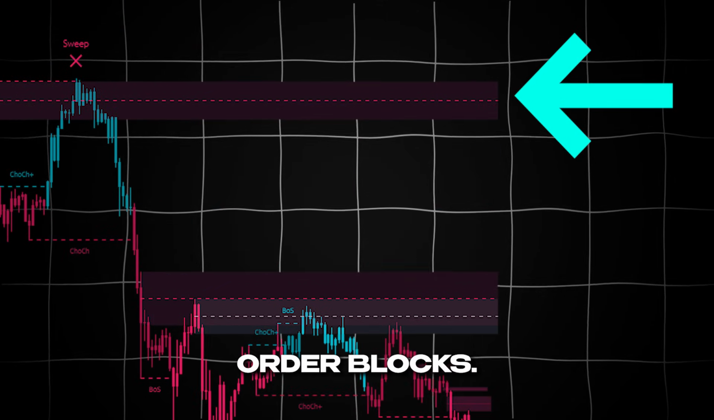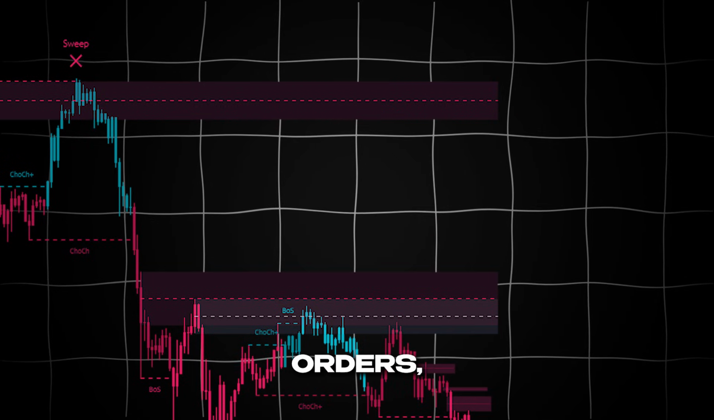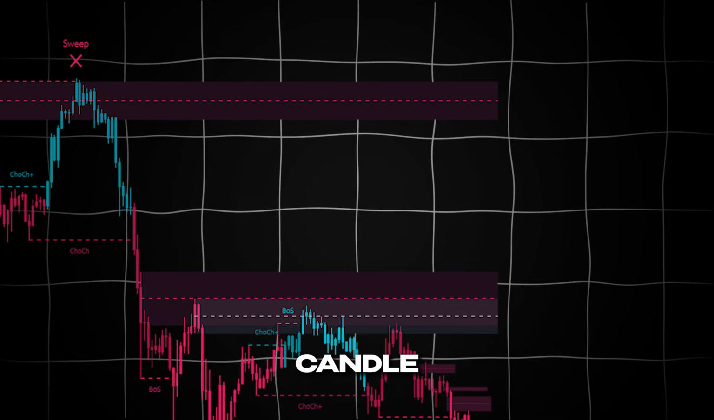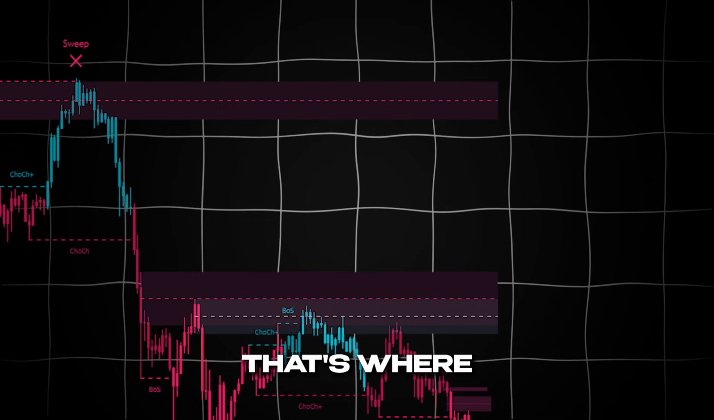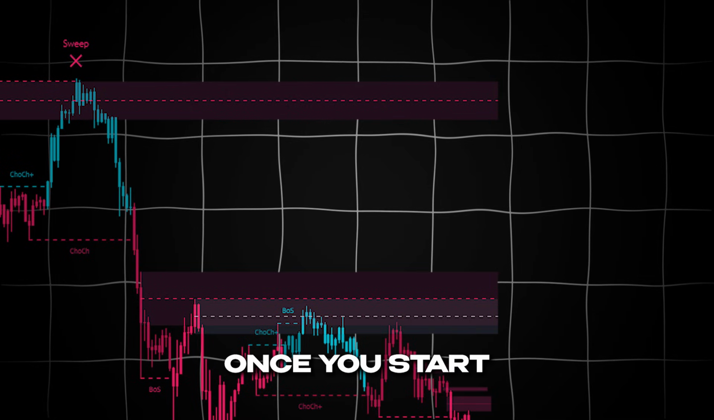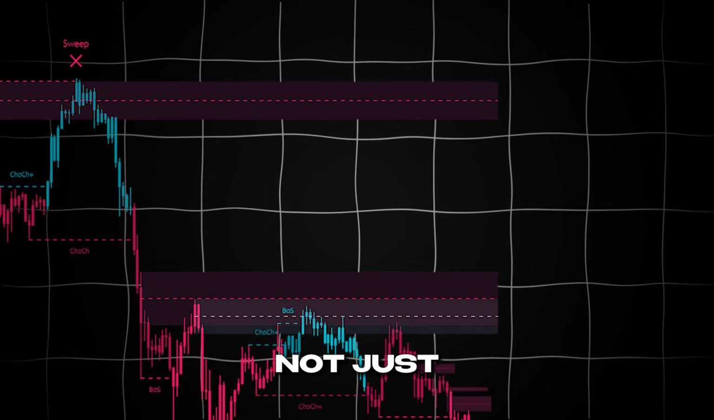And finally, order blocks. These are areas where institutional traders have placed big buy or sell orders, and usually they are drawn from the last candle before an aggressive move. When price returns to those zones, it reacts strongly. That's where high probability setups form. Once you start seeing these things, trading stops feeling random. You understand why price moves, not just where.